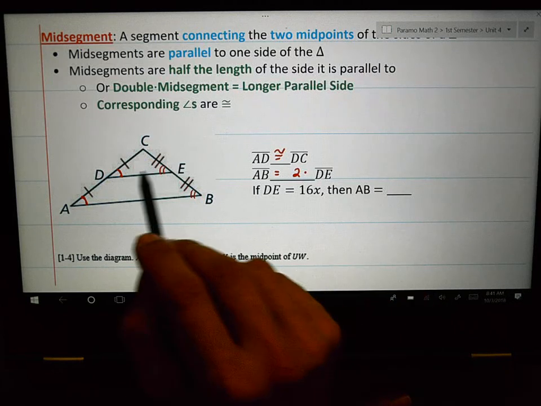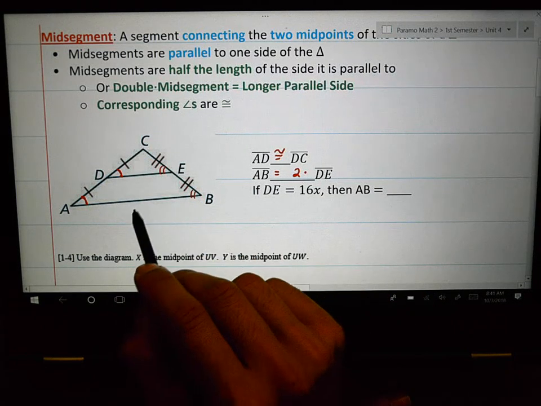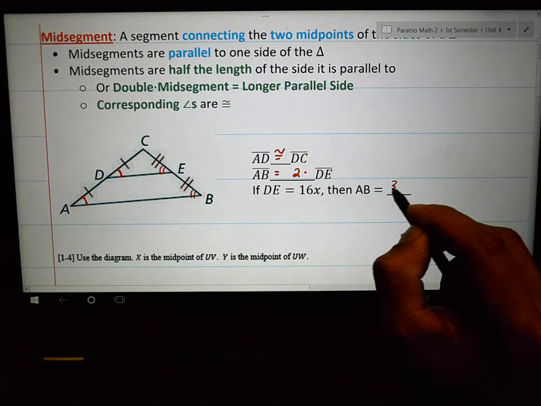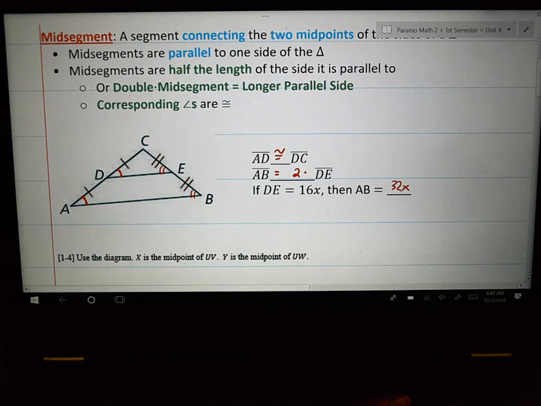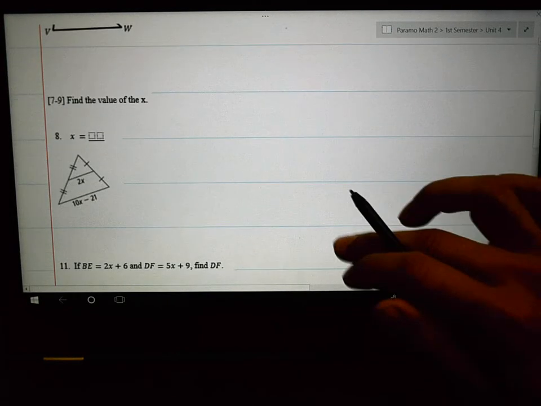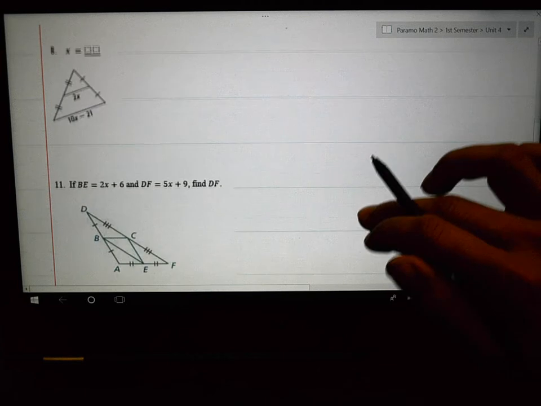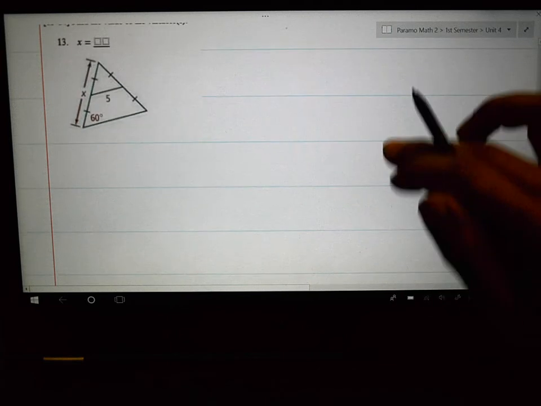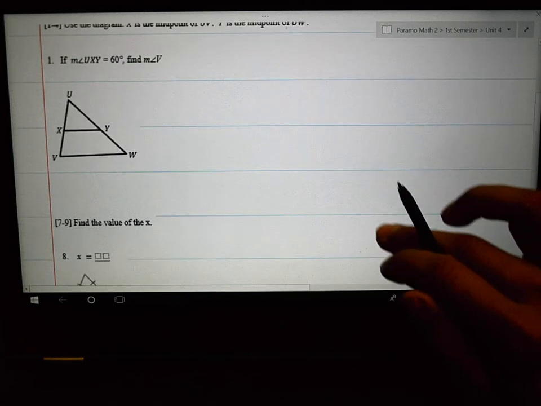Lastly, if DE was 16x, then AB must be 32x because you just double whatever it is. And I'm hoping that makes sense to you. So if you understand this, we should be able to do a variety of different problems. Let's look at some examples that are on your worksheet. I picked number 1, number 8, number 11, and number 13. Let's do number 1 together.